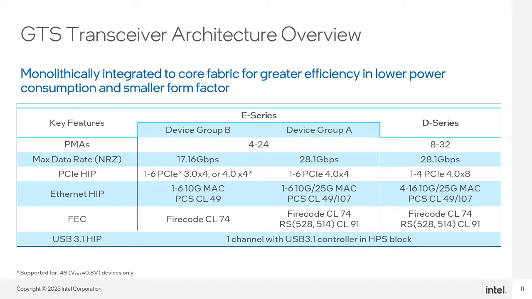In D series, there are more PMAs available. The max data rate is 28.1 gigabits per second. PCIe HIP is scaled to 4.0 by 8, up to 16.25G max. Lastly, the USB 3.1 HIP runs at 5G speed. The HIP controller resides in an HPS block, but it uses transceiver resources to achieve 5G speed.